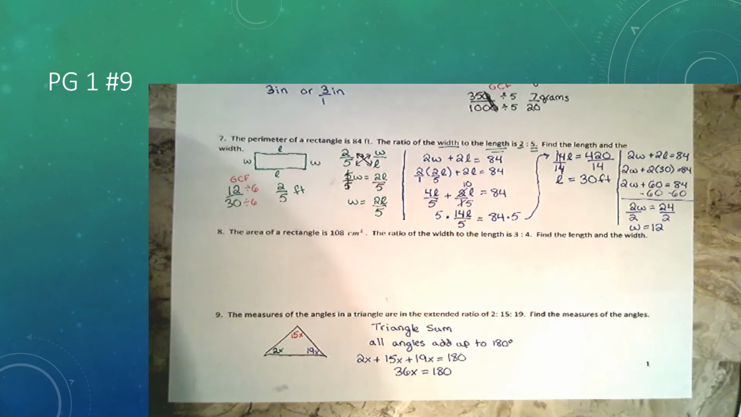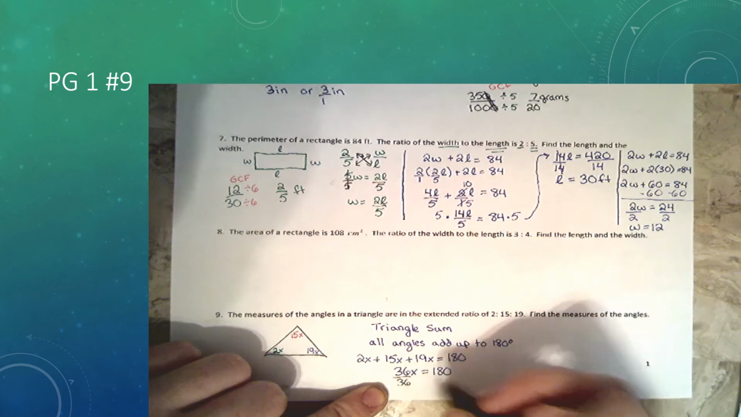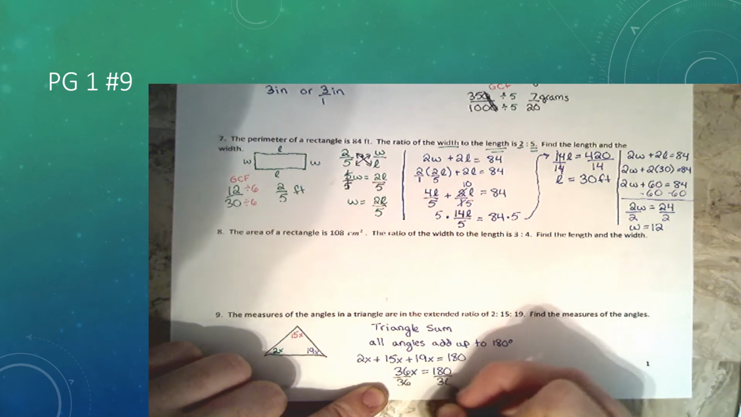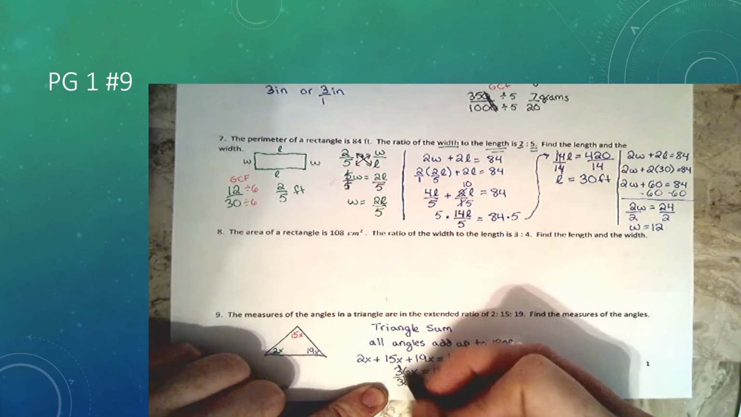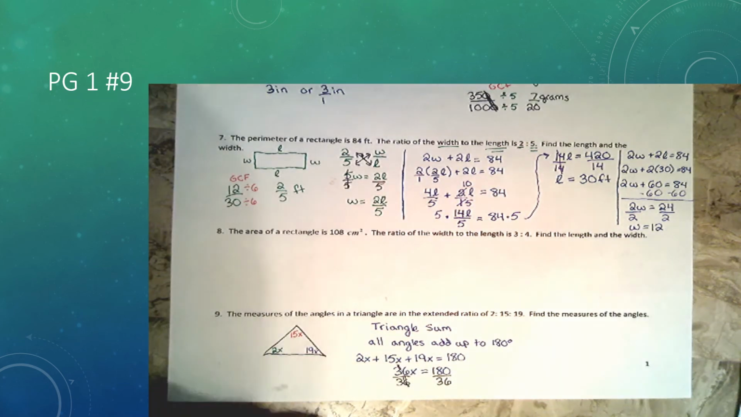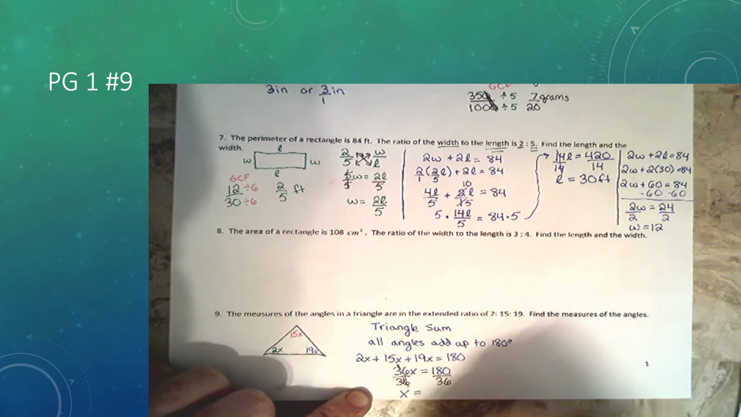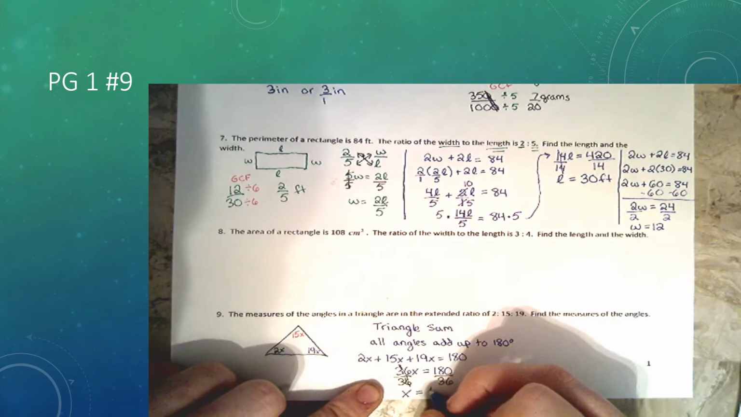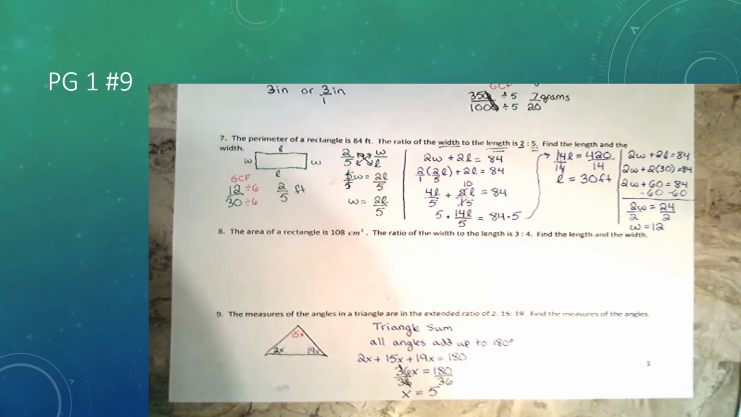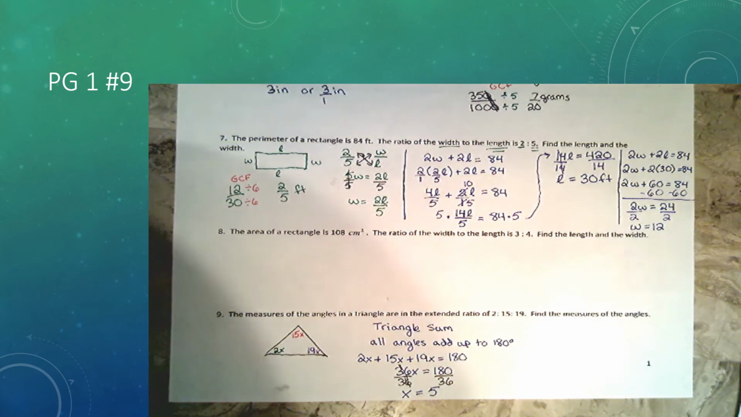Now, in order to do this, we want to divide each side by 36. And the reason for that is because we want to get x by itself, so we're canceling it out on that side. And we would get that x equals 5. Now, we're not done. It does tell us to find the measure of all the angles.